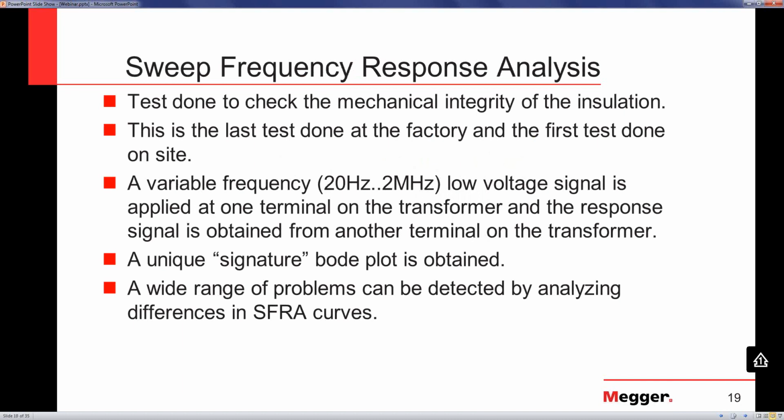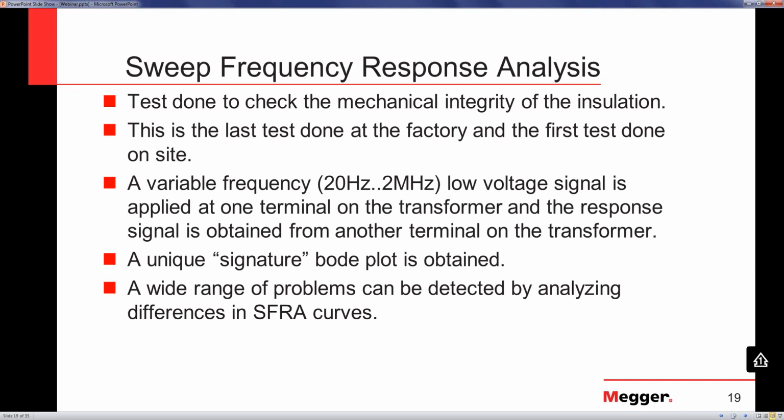Sweep frequency response analysis. This test is done to check the mechanical integrity of the insulation. This is the last test done at the factory and the first test done on site. When the transformer is made at the factory, after all the electrical testing is done, this test is carried out, and when the transformer lands at the substation, this is the first test that's done. The results are compared, and any deviation tells the customer that the mechanical integrity has been compromised.